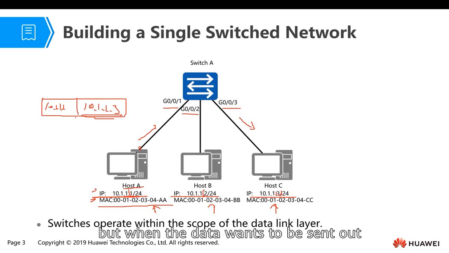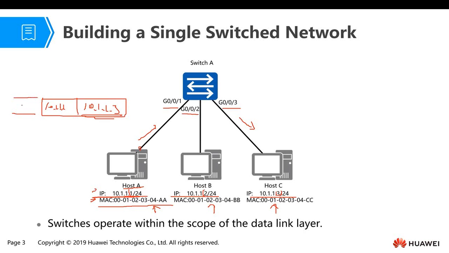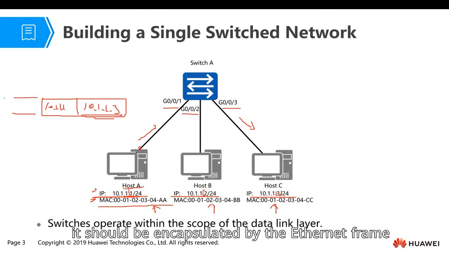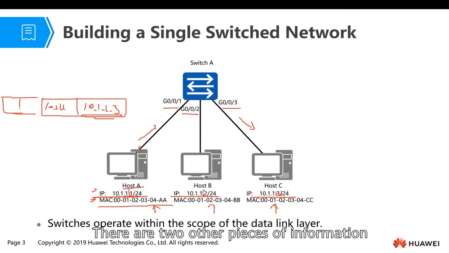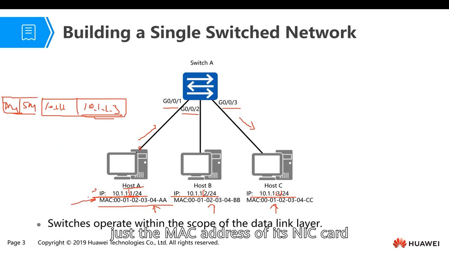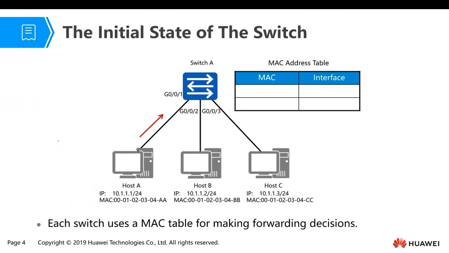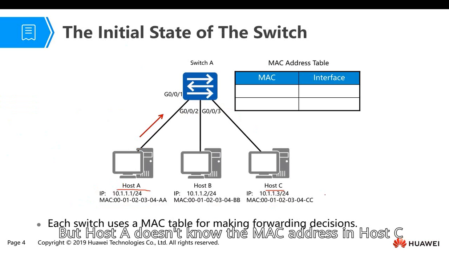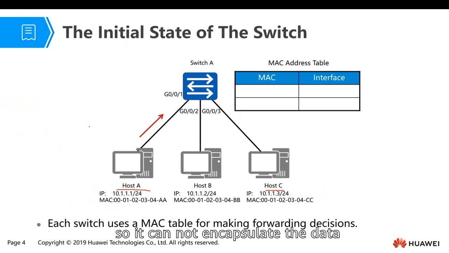But when the data is to be sent out, it should be encapsulated in an Ethernet frame. In the Ethernet frame there are two more pieces of information: the destination MAC address and the source MAC address. The source MAC address is easy, just the MAC address of its NIC. But what is the destination MAC address? Host A wants to send data to host C, but host A does not know the MAC address of host C, so it cannot encapsulate the data.